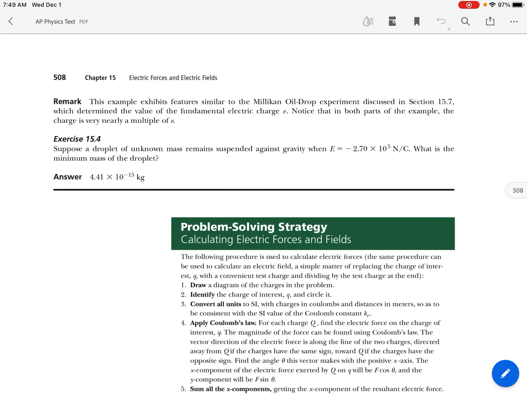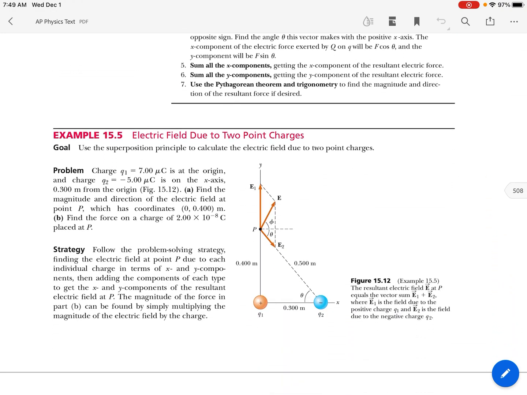Moving on. Example 15.5. A little bit more vector decomposition stuff. So charge Q1, 7 microcoulombs, 7 times 10 to the minus 6 coulombs is at the origin, and charge Q2, negative 5 times 10 to the minus 6 coulombs is on the x-axis, 0.3 meters from the origin. Find the magnitude and direction of the electric field at point P, which has coordinates given there. So it's on the y-axis, 0.4 meters up.